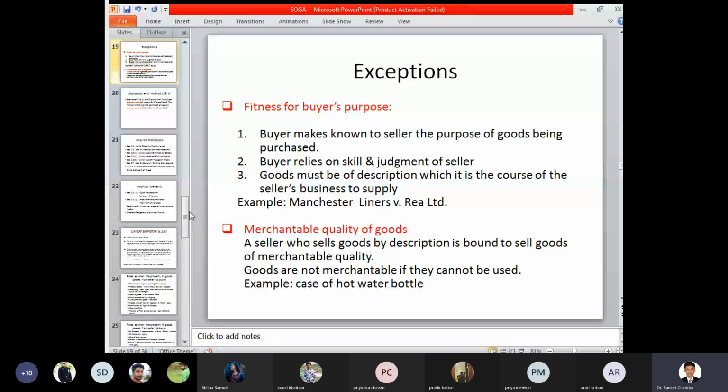Buyer relies on the skill and judgment of the seller. Now, understanding this position, if the buyer has specifically mentioned which type of goods and services he needs, based on this, what does the buyer do?